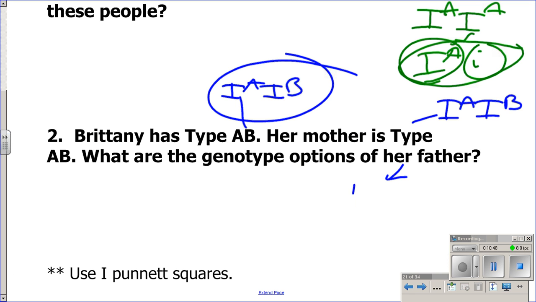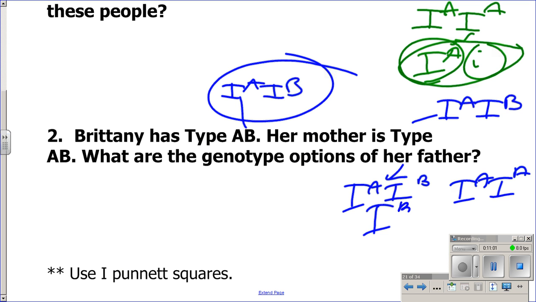AB. Okay, so it could be AB because she could get the A from Mom and the B from Dad. That's cool. It could be AA, or it could be BB. Because as long as Mom has both, she could get either one of these alleles, and Dad could have any of those.